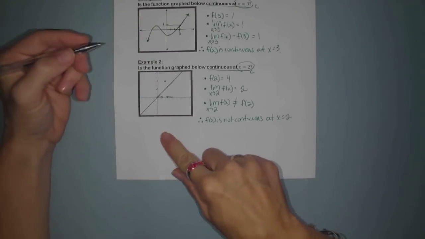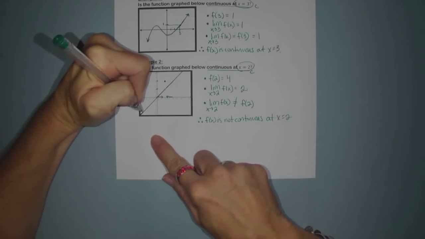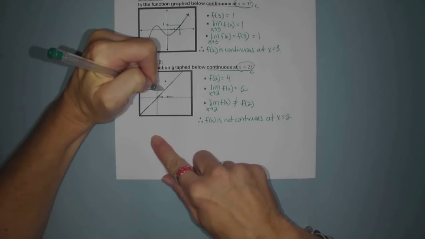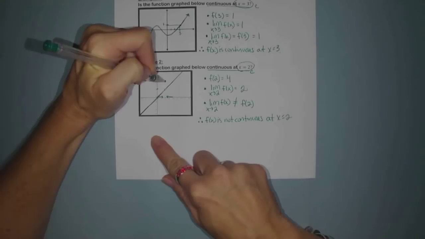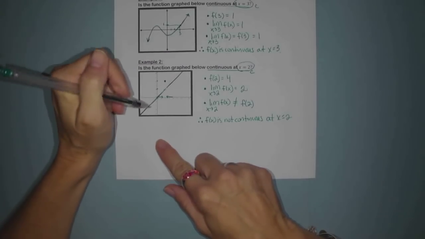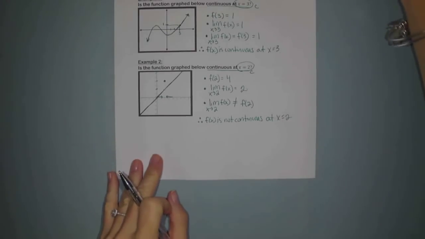Okay, so let's look at the informal definition, the tracing. So if you were tracing from left to right, you would trace, trace, trace. You come to the hole, lift your pencil, fill in this dot, come back down, trace, trace, trace. So we definitely did have to lift our pencil, and therefore not continuous at x equals 2.